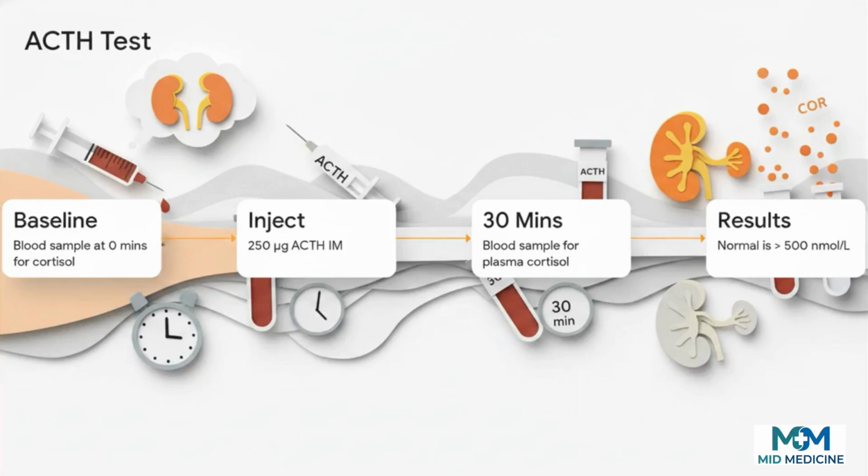It's elegantly simple, really. First, you draw a baseline blood sample at 0 minutes to check resting cortisol and ACTH. Next, inject 250 micrograms of synthetic ACTH intramuscularly. Finally, you draw another blood sample at 30 minutes. A normal, healthy adrenal gland is going to respond by pumping out cortisol to levels greater than 500 nanomoles per liter. If that cortisol doesn't rise, boom, you've confirmed adrenal insufficiency.